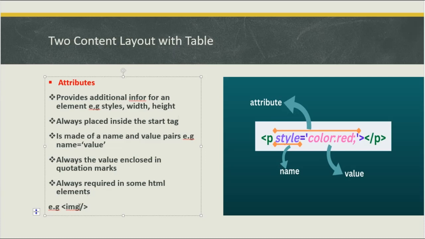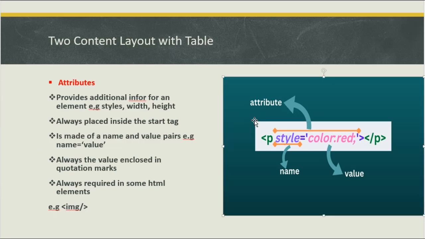For example, we can talk of the image tag that you're going to be learning in the next tutorials. This HTML tag is an image tag and is a self-closing tag. You have to understand that there are tags that close themselves. For example, this is a single tag and it closes itself, so they are self-closing tags, and attributes are required in this particular case when you're writing this tag.